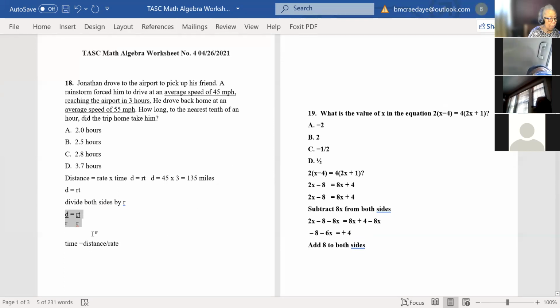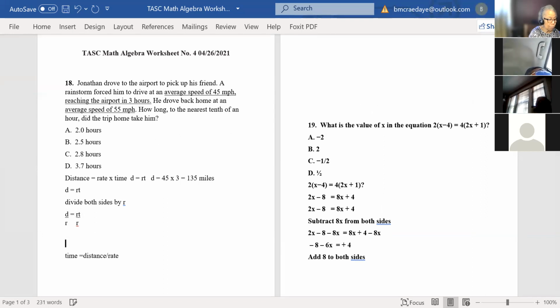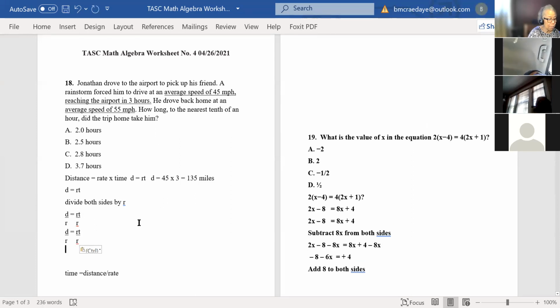Okay, now what do I get on the left side, Vanessa? Just copy this. I just get D over R, right? Yes. Now what do I get on the right side? Just RT divided by R. That's right, just get T. So the R comes out here, and we don't need an underline here.